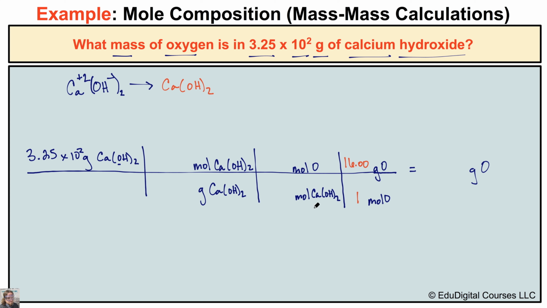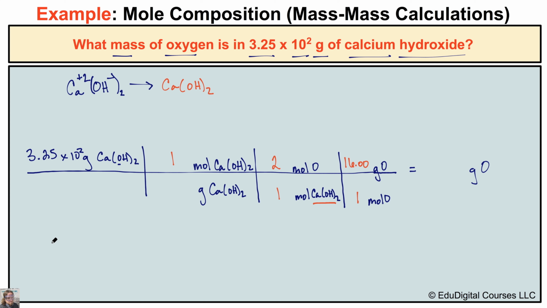If we take a look at this compound right here, or molecule, 1 mole of calcium hydroxide contains 2 moles of oxygen. We take 2 times the subscript 1 here, and we end up with 2 moles of oxygen. And so now, what about this part right here? Well, we know 1 mole of calcium hydroxide is how many grams? We need to figure out the molar mass of calcium hydroxide in order to answer this part.